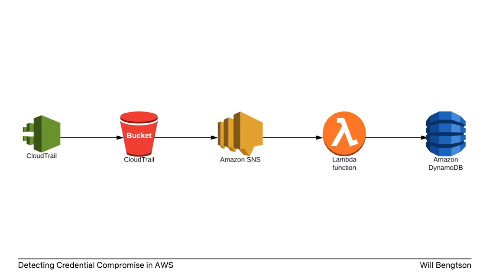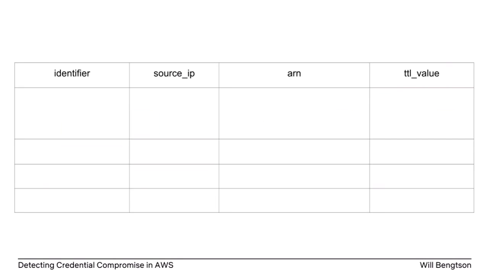I mentioned a simple architecture diagram. I debated whether I should actually throw this slide out because it's the first time I've ever done a diagram that was a single line. If you've done this many times, please let me know because I need some pointers. First time it's happened. So we can start with a table like this. We have an identifier, a source IP, the ARN that we're actually interested in, and then our TTL value.